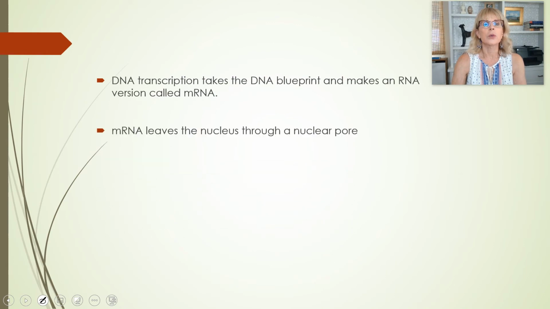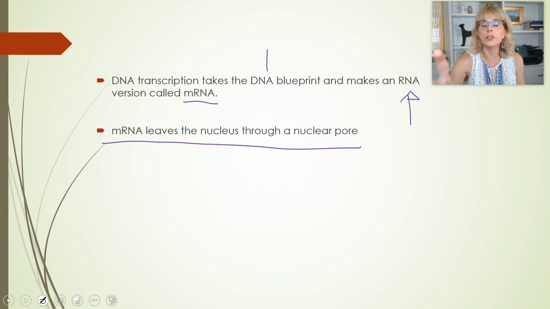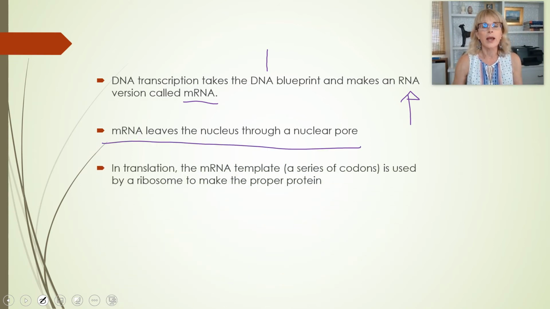anticodons. So DNA transcription takes the DNA blueprint and makes a little RNA version called messenger RNA. DNA stays in the nucleus. This is going to leave the nucleus. It leaves the nucleus through a nuclear pore. And then in translation, this mRNA that left the nucleus is going to be used as the instruction manual. And the ribosome is going to read it one codon at a time.